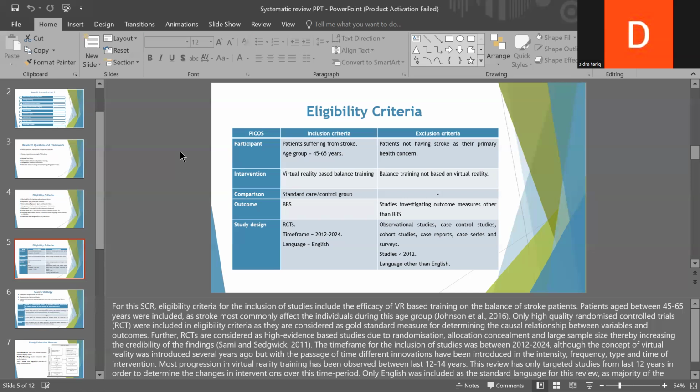In the next lecture, we will be defining the search strategy based on this eligibility criteria, and then we will be finding the studies based upon this eligibility criteria, and so on and so forth.